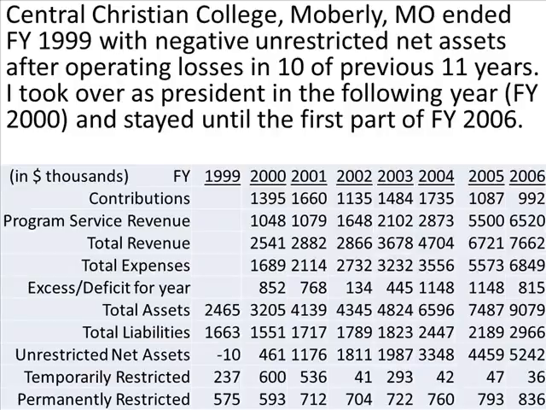Central Christian College in Moberly, Missouri ended fiscal year 1999 with negative unrestricted net assets, very bad circumstance, after operating losses in 10 of the previous 11 years. I'm personally involved with this organization as I took over as president in the following fiscal year 2000, and stayed until the first part of fiscal year 2006. So this is an example to show it is possible to do a turnaround, to change those unrestricted net assets, and here you can see unrestricted net assets went from negative 10,000 to positive over $5.2 million during that time.